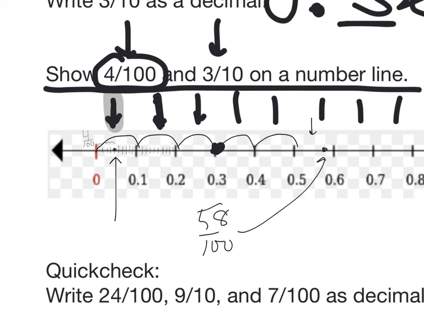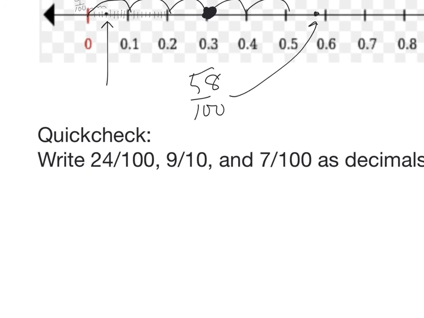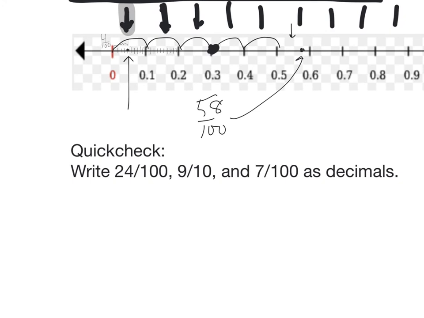Okay? All right. So it's time for your quick check problem. Write 24/100ths, 9/10ths, and 7/100ths as decimals. See you at the next station.